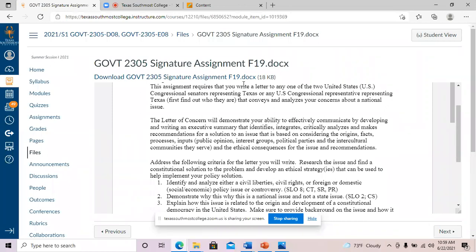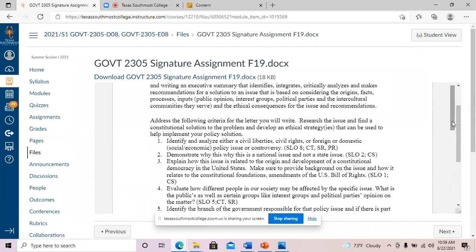So anyway, the letter of concern will demonstrate your ability to effectively communicate by developing and writing an executive summary that identifies, integrates, and critically analyzes. Don't get scared about all these words. Don't worry. It's just a fancy way of saying it, and makes recommendations for a solution to an issue that is based on considering the origins, facts, processes, inputs, public opinion, interest groups, political parties, and the intercultural communities they serve, and the ethical consequences for the issue and recommendations. Again, it's fancy terminology. Don't worry too much about it, because you're going to know how to do this.